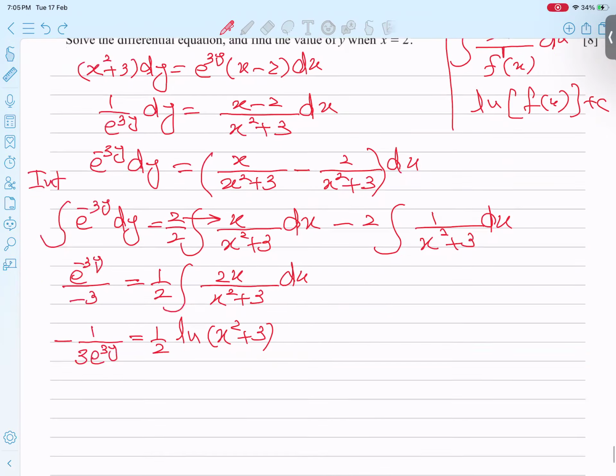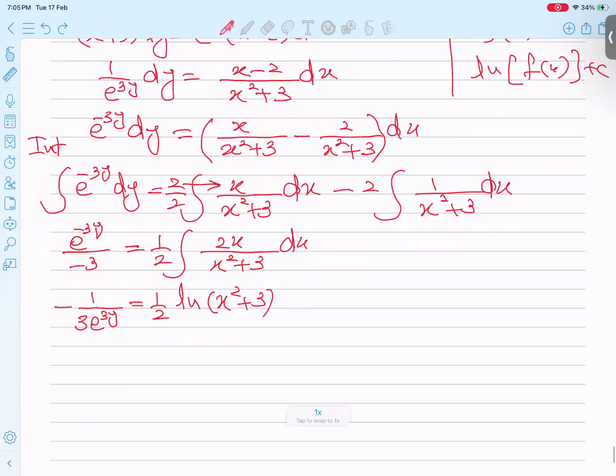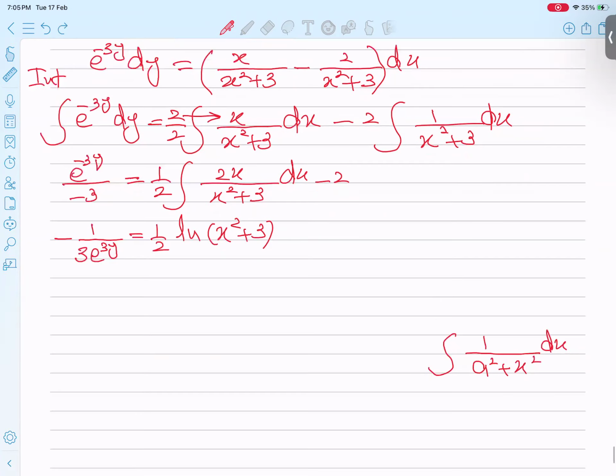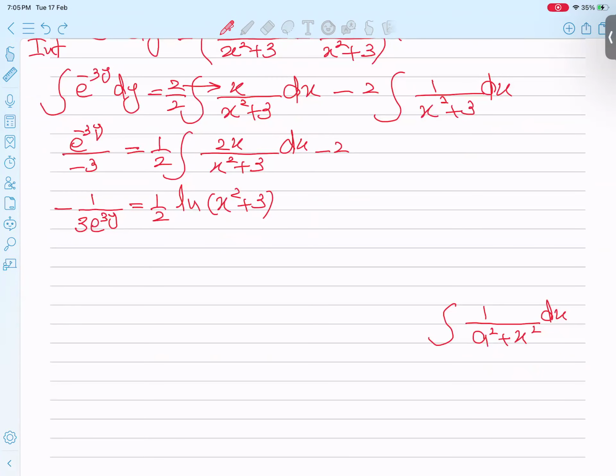And here we have some trick. What trick do we have? I'm going to introduce a formula. What is the integration of 1 over (a squared plus x squared) dx? This formula is available in the formula sheet, and you have to memorize it as well, better to work easily.